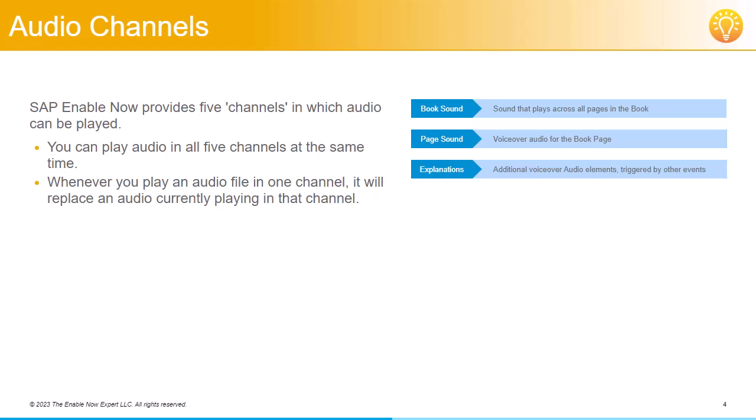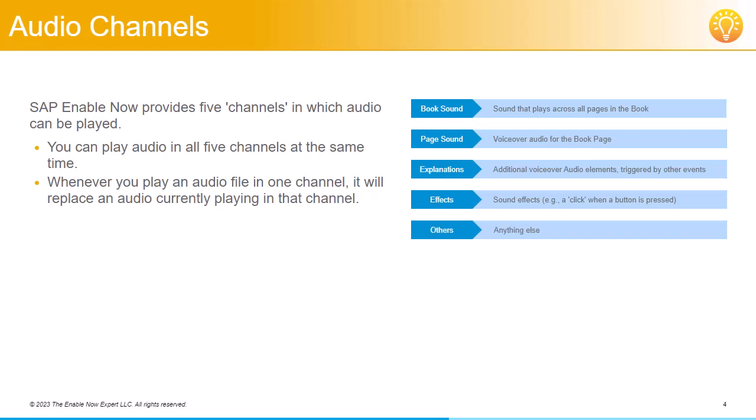and leave the page sound channel for the actual page narrative. The effects channel can be used for playing sound effects, like a ding when a button's clicked. It's a good idea to play this type of sound in its own channel so it doesn't interfere with the narrative, effectively being played on top of or at the same time as the narrative itself. Others is very similar to effects and would typically be used for the same purpose. Having 2 channels for this type of audio just gives you a bit more flexibility.